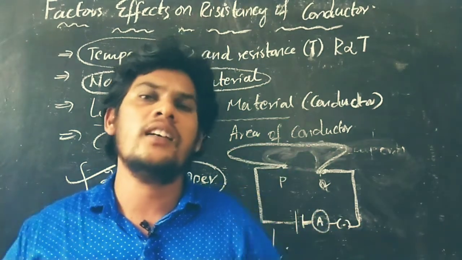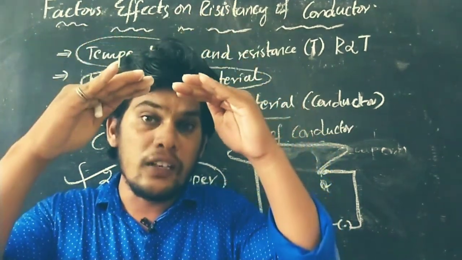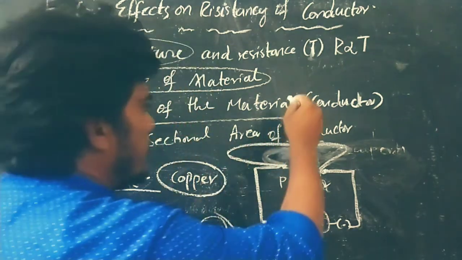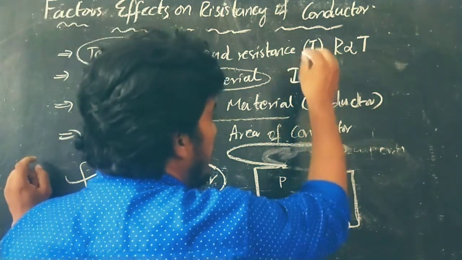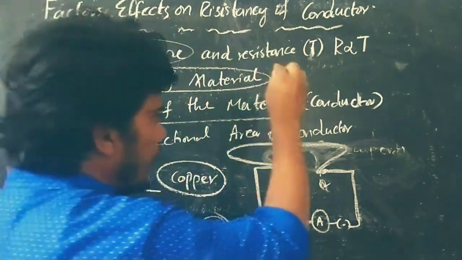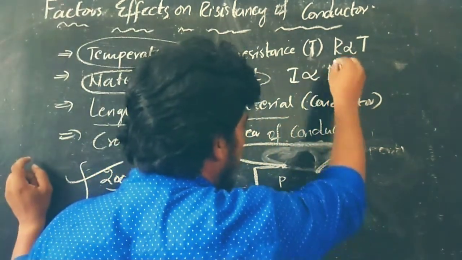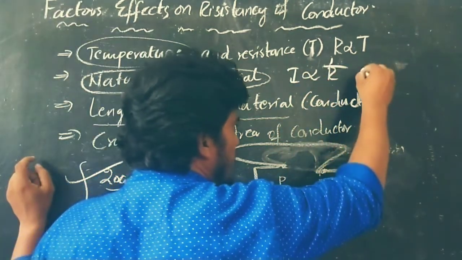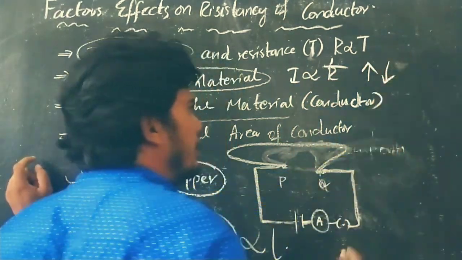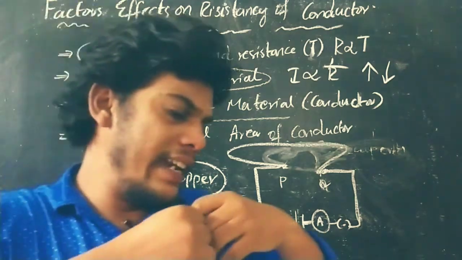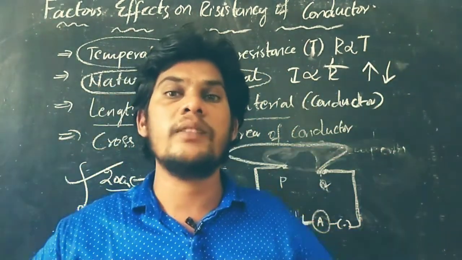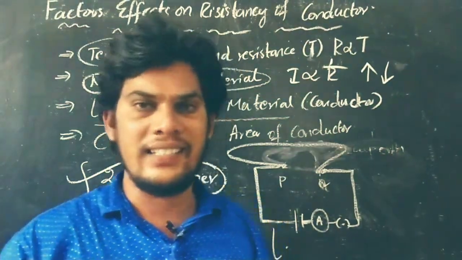Resistance increases means the flow of current through that resistance decreases, because we already know the current I is inversely proportional to the resistance R. Resistance increases means current decreases. That means length increases means resistance increases, and resistance increases means the flow of current decreases.